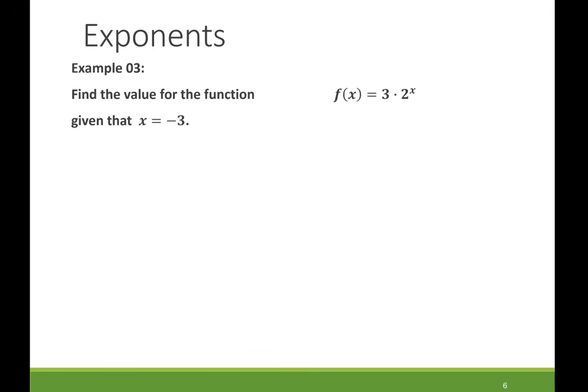It's going to be 3 over 8. Right? The negative exponent makes a reciprocal, so 1 over 2 to the third, which is 2 to the third is 8. So 3 times 1 over 8 is 3/8.